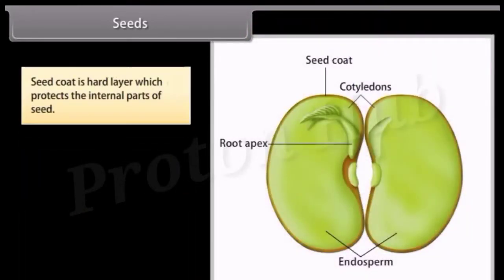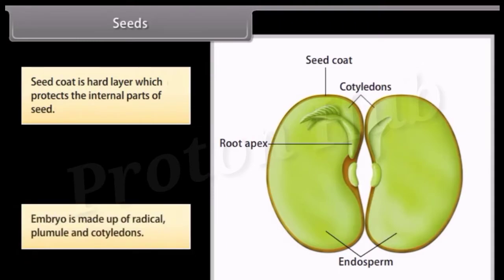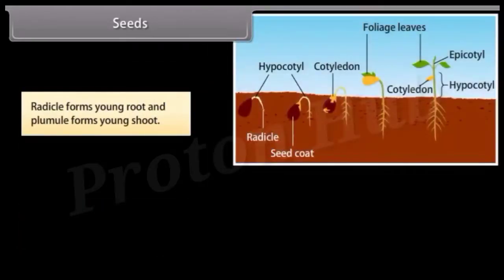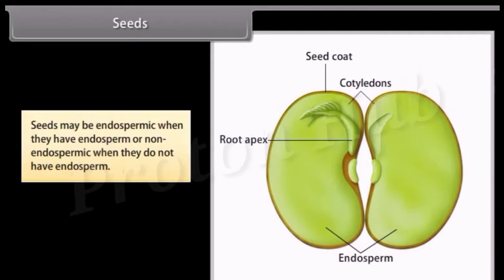Seed coat is a hard layer which protects the internal parts of seed. Embryo is made up of radicle, plumule and cotyledons. Radicle forms young root and plumule forms young shoot. Seeds are monocotyledonous when they have one or dicotyledonous when they have two cotyledons. Seeds may be endospermic when they have endosperm or non-endospermic when they do not have endosperm.